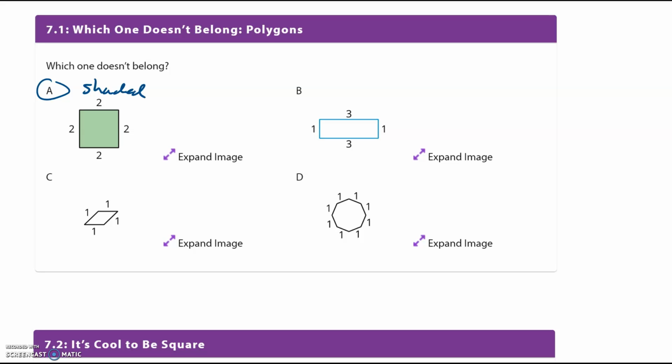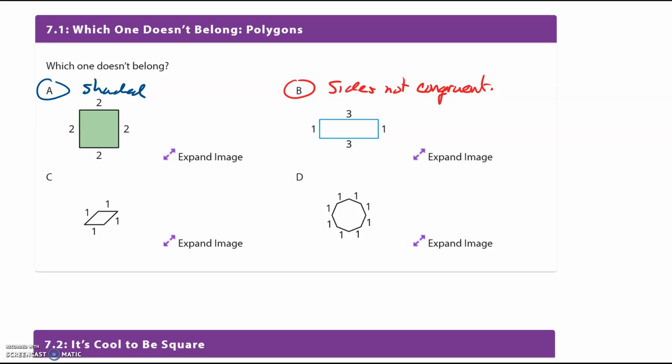For polygon B, some students say this one doesn't belong because it's the only one that doesn't have equal sides. So sides not congruent, right? Congruent sides have equal length, and these are not equal length.